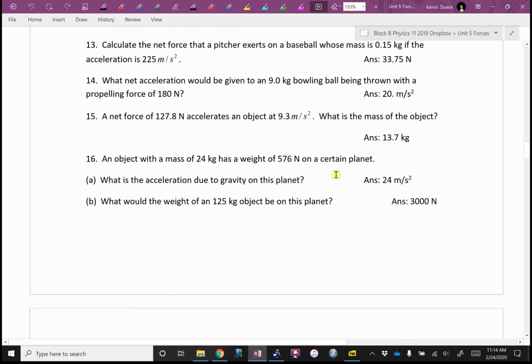15, I'm asking you to find the acceleration due to gravity. Sorry, 16. I'm asking you to find the acceleration due to gravity. I'm asking you to find little g. What equation have we used this time? Oh, screen's frozen because I forgot to unfreeze it. Thank you. I'm asking you to find little g for number 16.